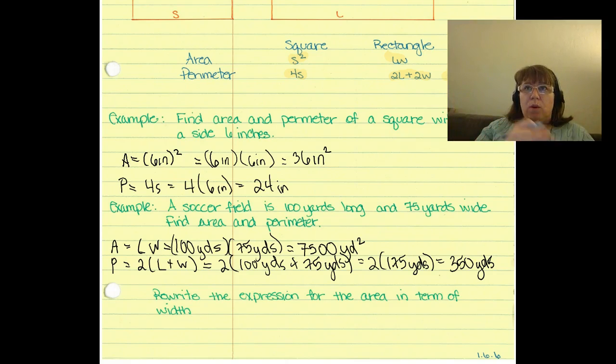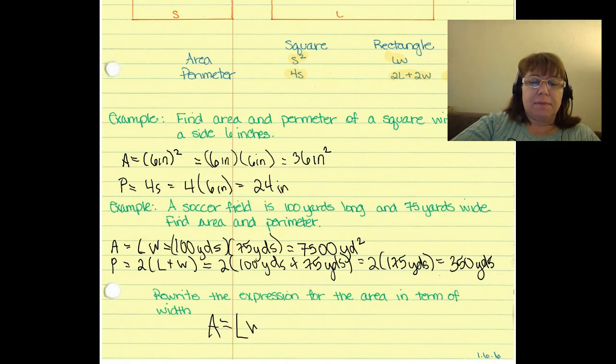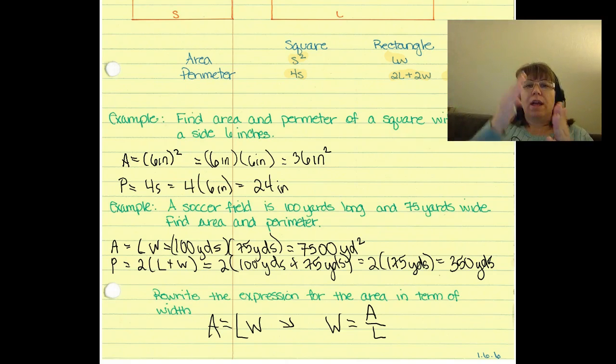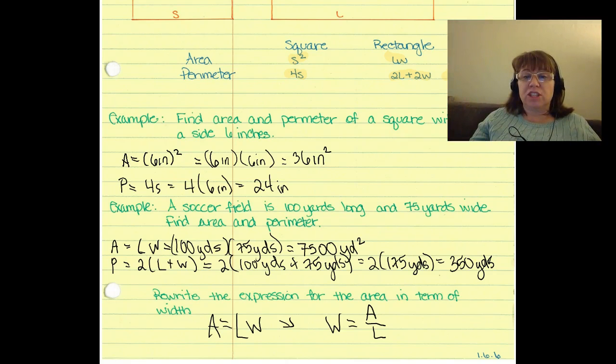Now that's it, what I want to cover for this video. There is one extra step that you may want to do. Rewrite the expression for an area in terms of width. So if our area is length times width, then I can rewrite it in terms of width is our area divided by our length. Why can I do that? Because right now, length is multiplying width. If I undo that, what's the opposite of multiplication? Division, so I have to divide the other side by length.